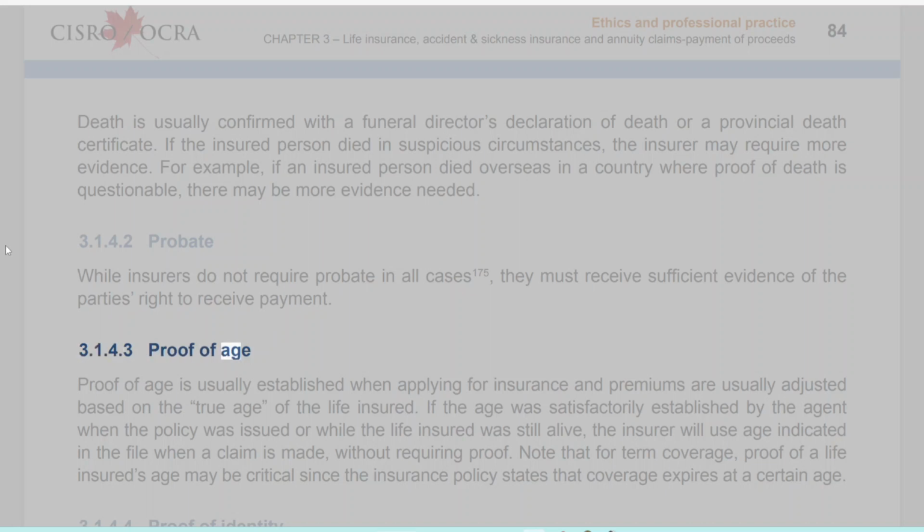3.1.4.3 Proof of age. Proof of age is usually established when applying for insurance, and premiums are usually adjusted based on the true age of the life insured. If the age was satisfactorily established by the agent when the policy was issued or while the life insured was still alive, the insurer will use the age indicated in the file when a claim is made, without requiring proof. Note that for term coverage, proof of a life insured's age may be critical since the insurance policy states that coverage expires at a certain age.